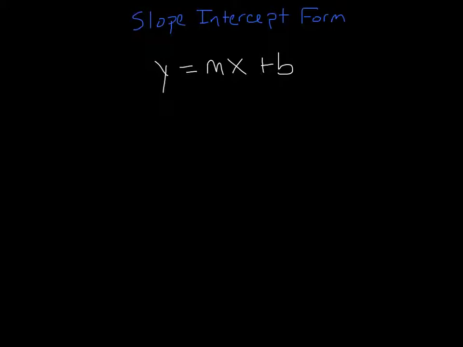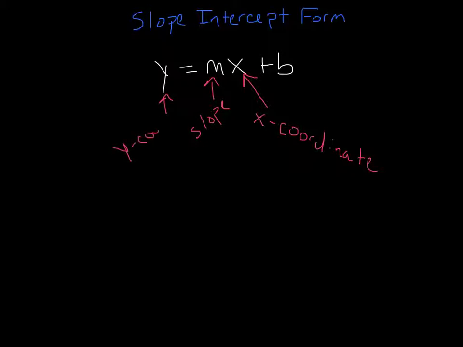And if you remember the different parts of it, the m, which we already talked about in finding slope, is your slope. The x is the x coordinate if you have a point that you're going to use to check for something. The y is your y coordinate. And finally the b is going to be your y-intercept.